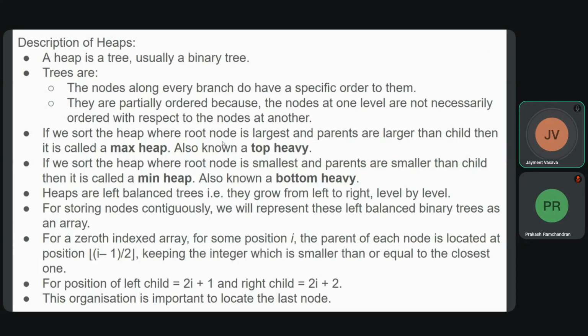And the position of the left child is given by 2i plus 1, and for the right it's 2i plus 2. This very thing will be implemented when we discuss the code further. So this organization is important to locate the last node.